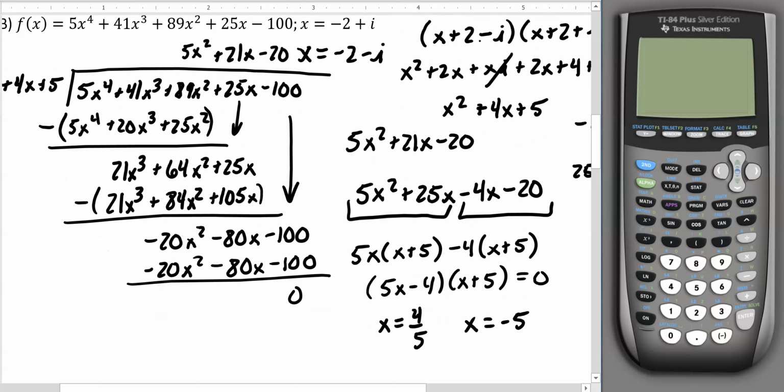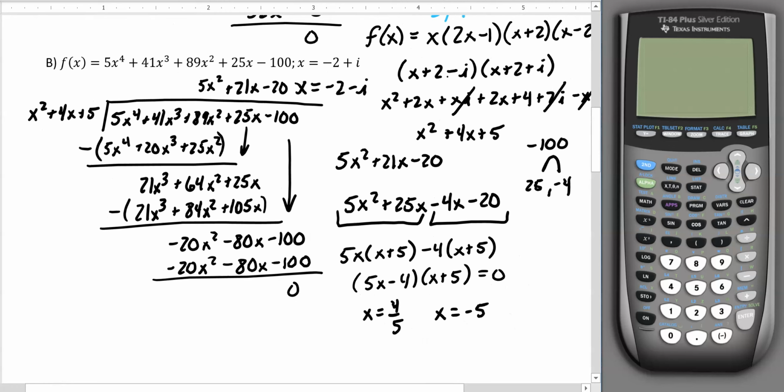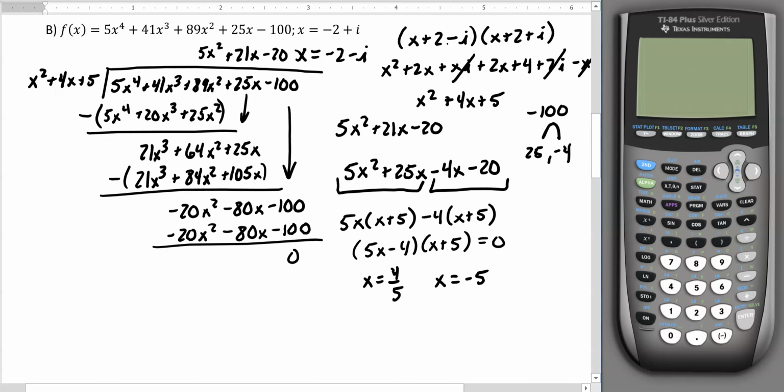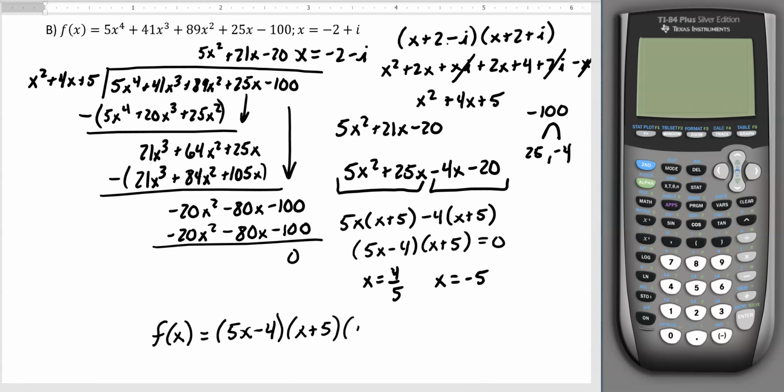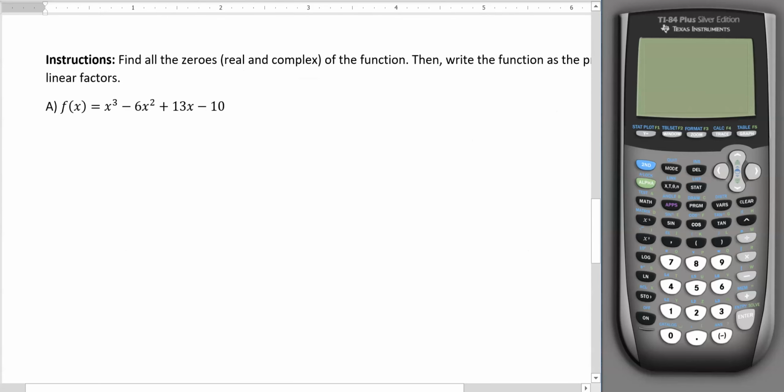Let's see how we do here. So we'll say f of x equals, let me zoom out a bit so we can still see all the zeros here. f of x equals 5x minus 4 times x plus 5. Now our imaginary factors, x plus 2 minus i and x plus 2 plus i. There we go. Awesome.